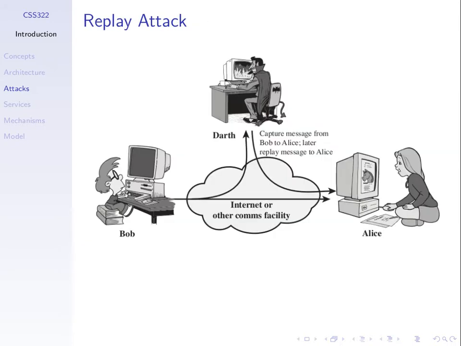A replay attack. Bob, the real director, sends a message to Alice saying, increase Steve's payment by 10,000 baht this month. He's got a pay rise. All fine. That's the normal operation. Darth intercepts that message and shortly later, one day later, sends it again to Alice. So from Alice's perspective, she's received two messages saying increase Darth's payment by 10,000 baht.